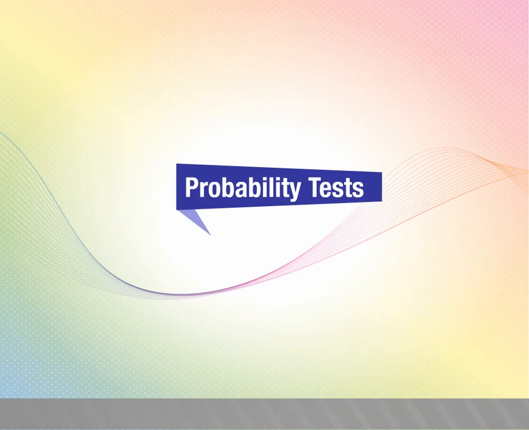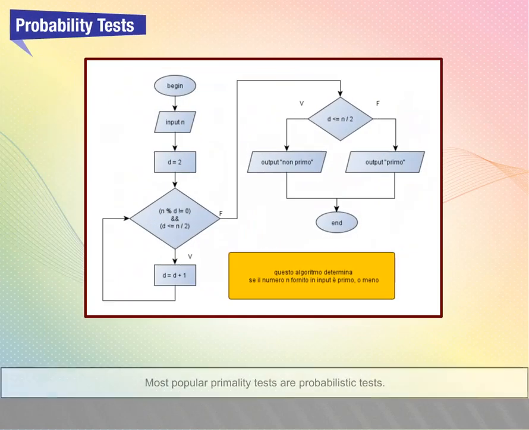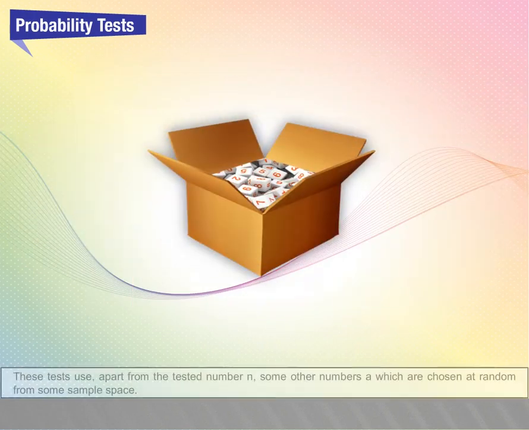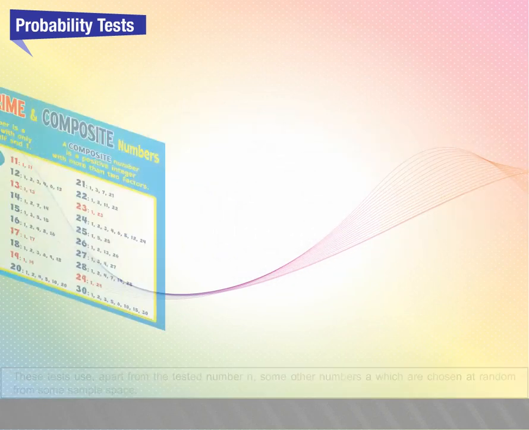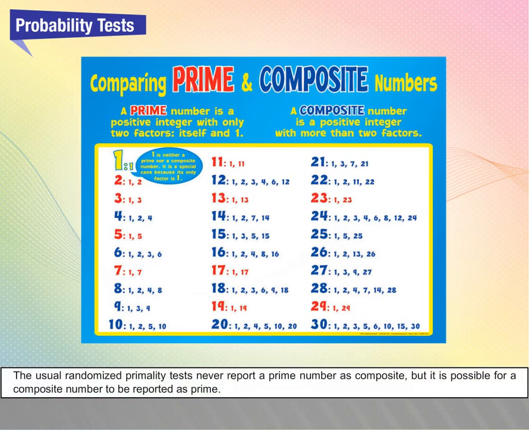Probabilistic tests. Most popular primality tests are probabilistic tests. These tests use, apart from the tested number n, some other numbers a, which are chosen at random from some sample space. The usual randomized primality tests never report a prime number as composite, but it is possible for a composite number to be reported as prime.